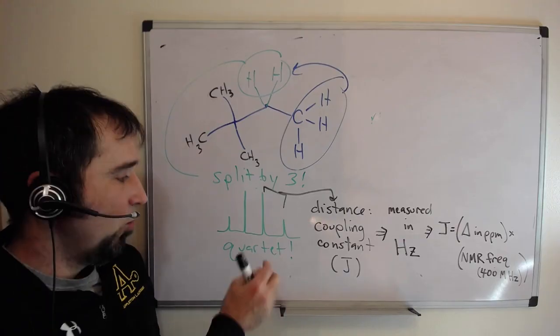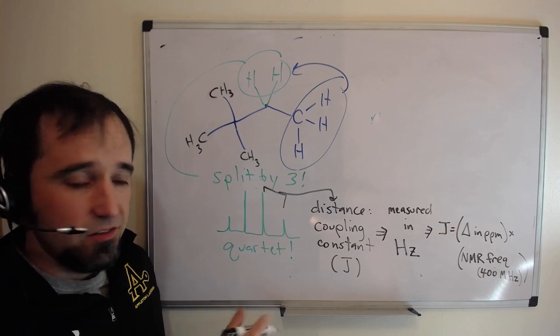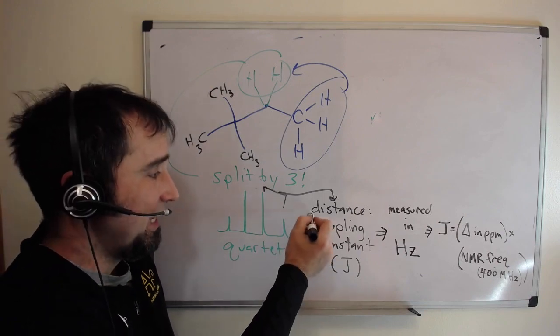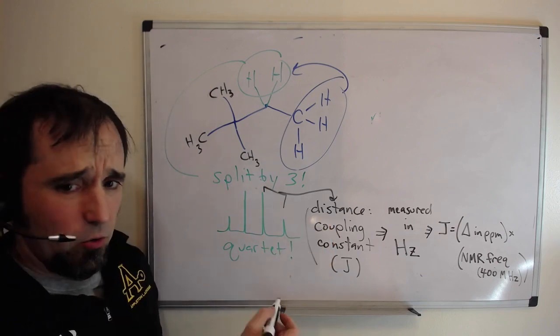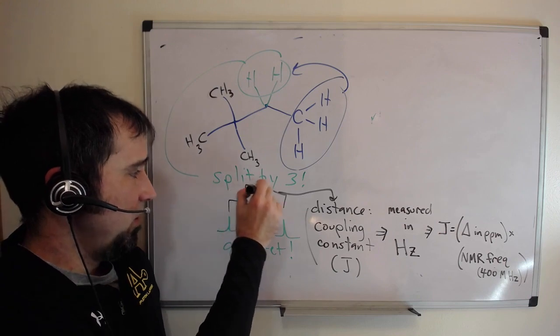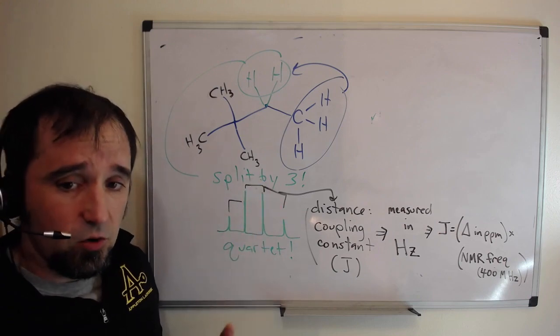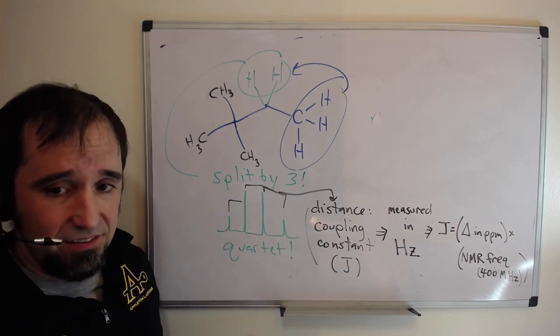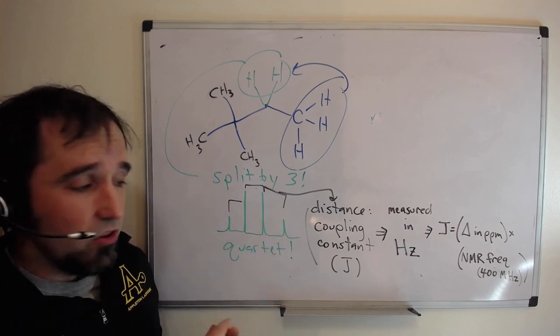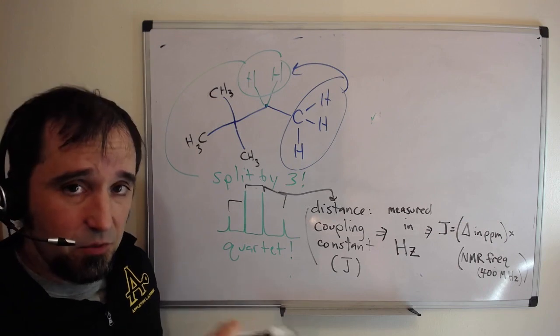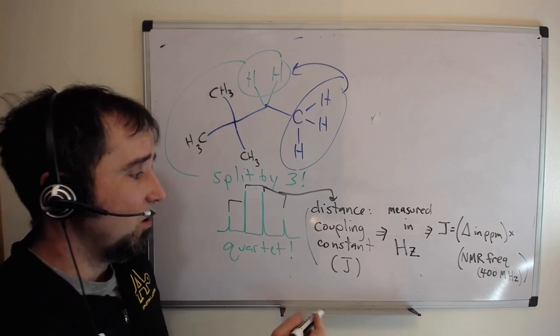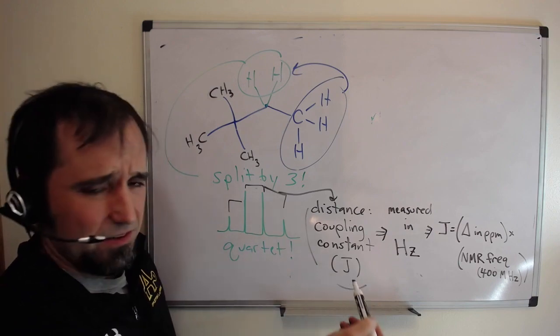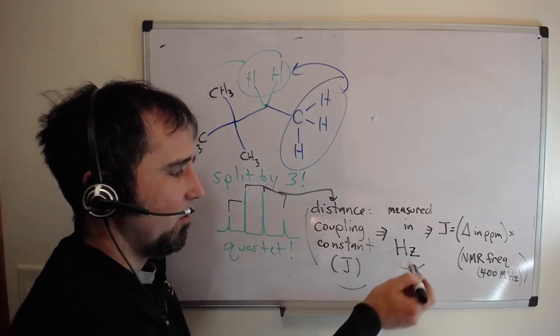And talk about what this distance represents. So this distance is called a coupling constant. In my quartet, the distances between all four of these peaks are equal, so the coupling constant can be measured between any two adjacent peaks. Even though our x-axis is in ppm, we're going to measure our coupling constant, which is called J for some weird reason, in hertz.